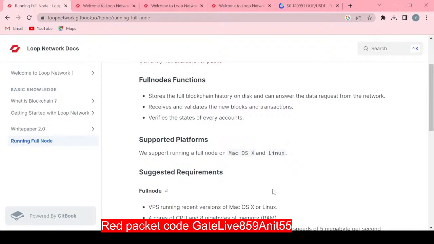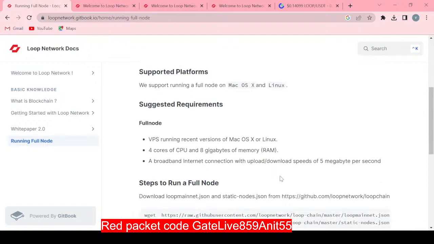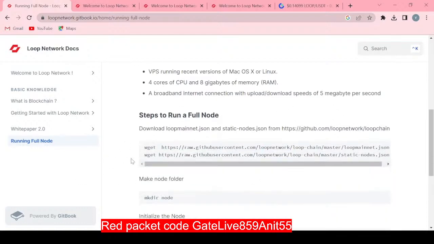Next, here are the suggested requirements for the full node: a VPS running recent versions of Mac or Linux, which we already discussed, 4 CPU cores and 8 gigabytes of memory, and also a broadband internet connection, which everyone nowadays has. So, the steps to run a full node.